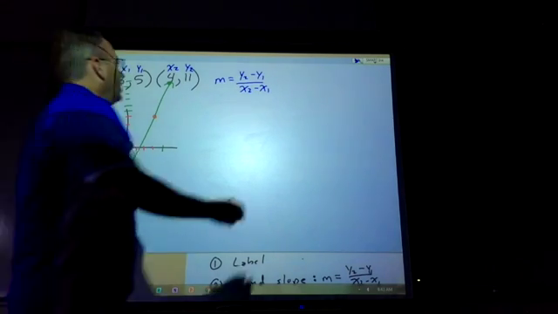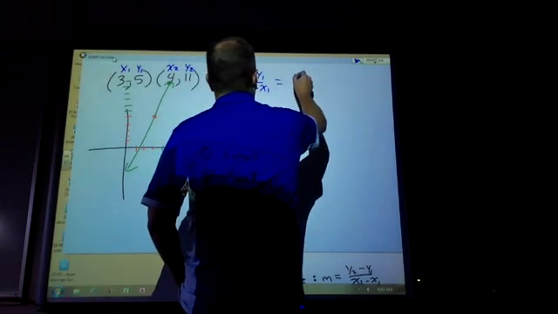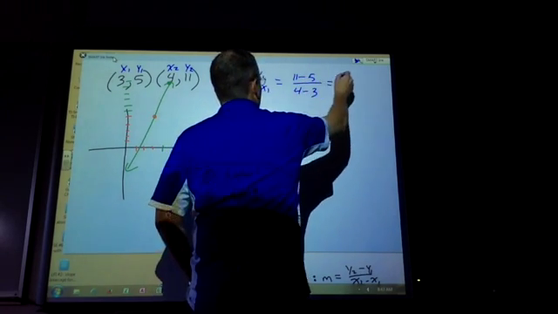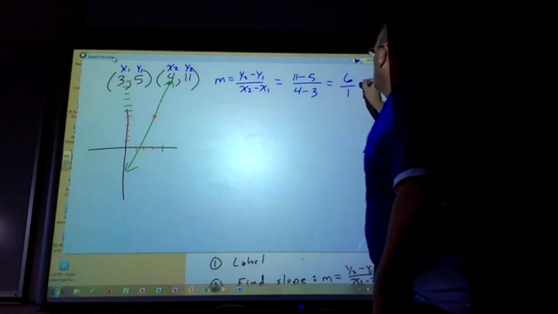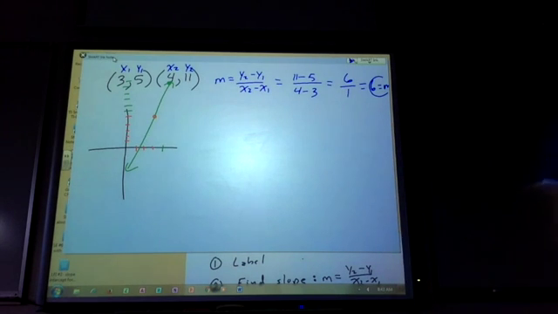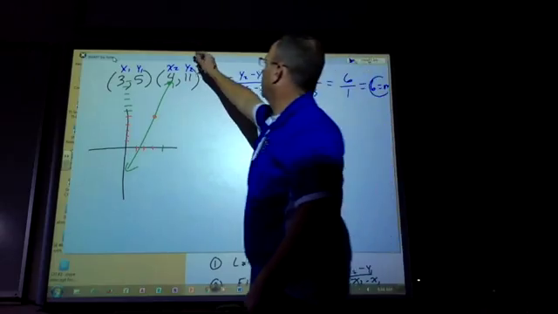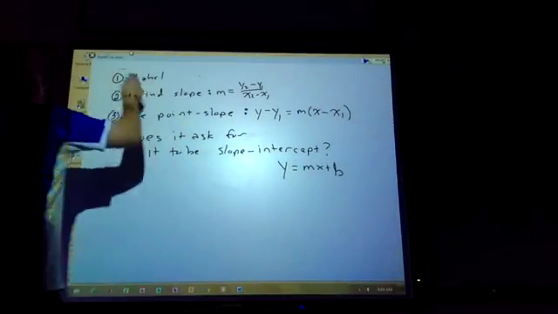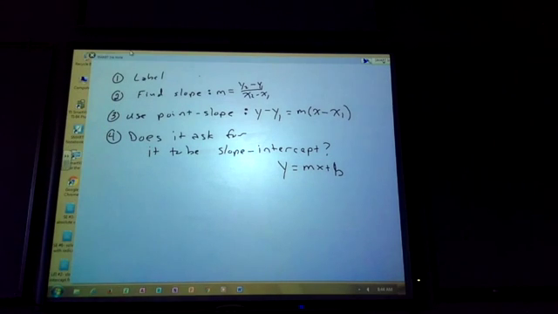So plug in. So I get 11 minus 5, and I get 4 minus 3. 11 minus 5 is 6, and 4 minus 3 is 1. So I find that I have a slope of 6. Seem okay? All right. Let's bring this back over. See what else we can do here. Okay, so we labeled, we found the slope. So we're halfway through with our events.